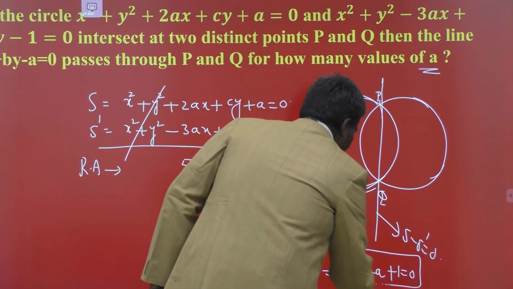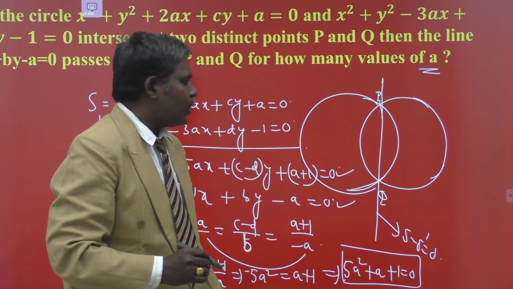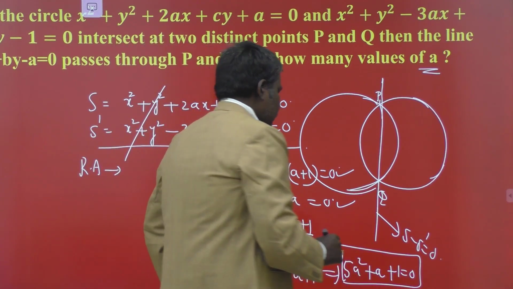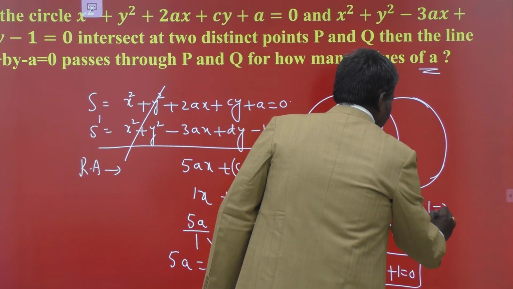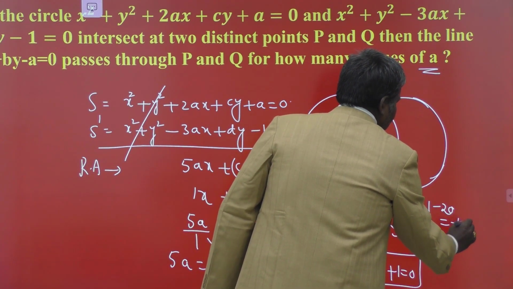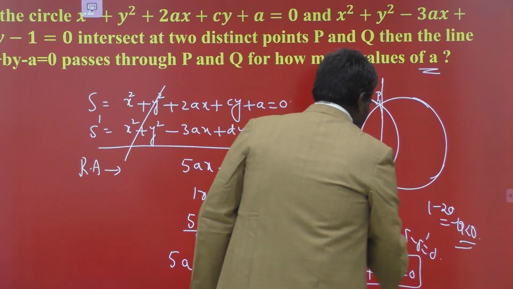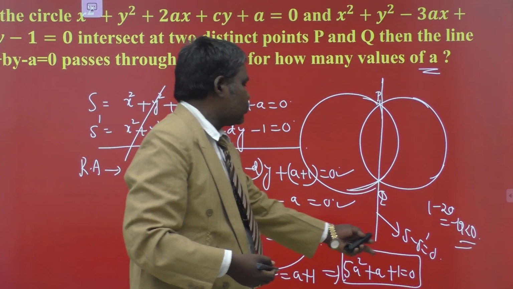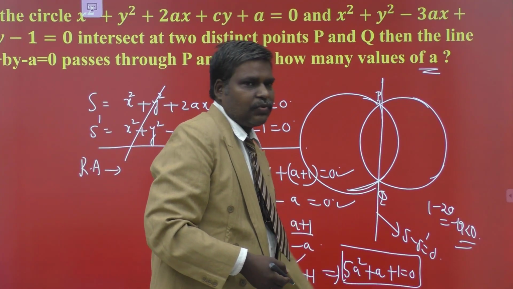So, my dears, is it a quadratic equation in a or not? It is a quadratic equation in a. What is its discriminant? b squared minus 4ac, that is 1 minus 20, which is minus 19, clearly less than 0. So, is there any real value of a which is satisfied? No. There is no real value of a which satisfies this equation.